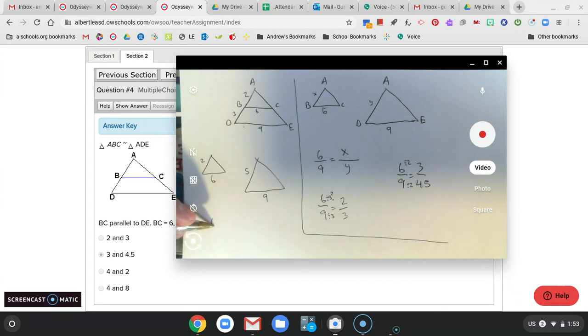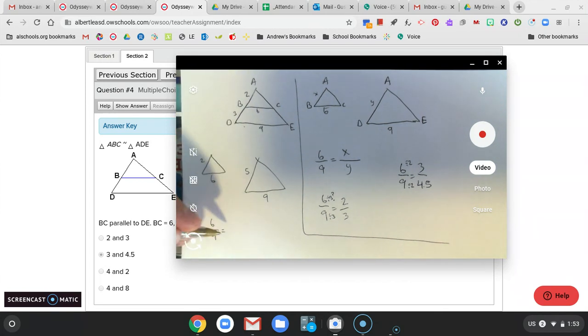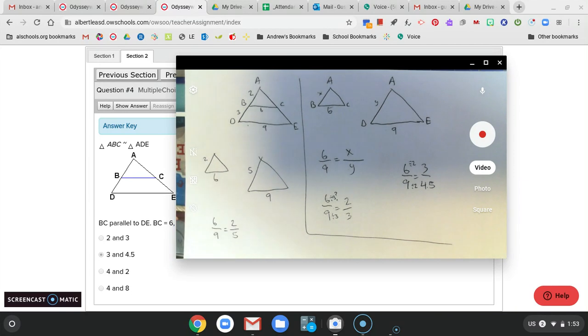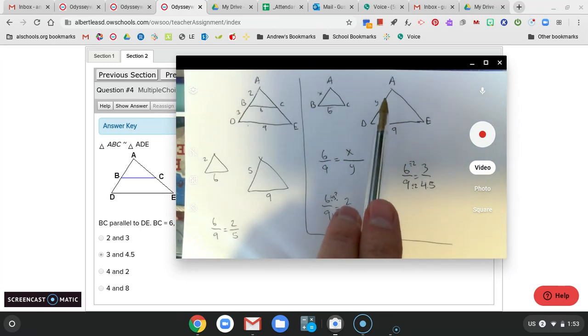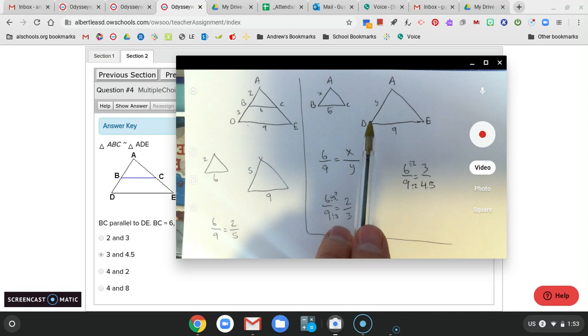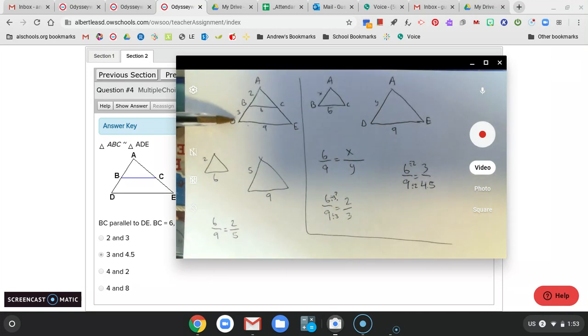So now our question is 6 over 9 equal to 2 over 5? Not 2 over 3 like I did over here, because I assumed that this whole side AD was 3, and that was wrong. I read the letters wrong. If just BD is 3, that means AD, that entire side, would have to be 5, and no, it's not going to work out there because that should be a 3. So that does not work.